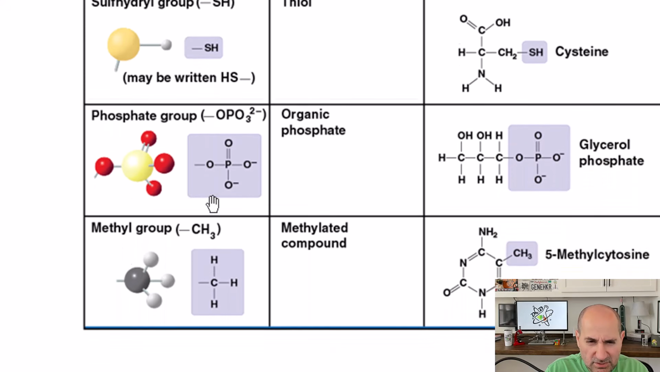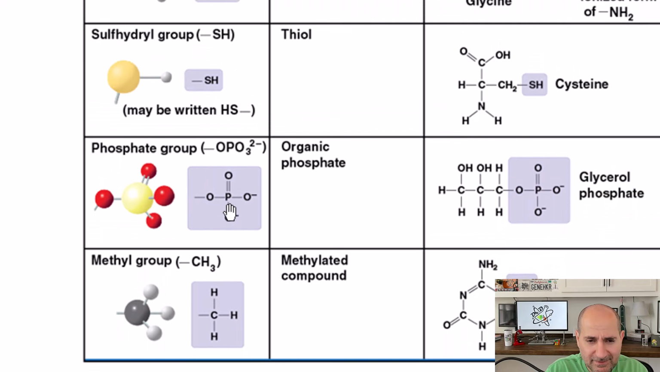Next, we talked about the phosphate group, and this is a phosphate group. It has a negative charge. Phosphate groups have a negative charge. And so you should know that this is a phosphate group of phosphorus with 4 oxygens.